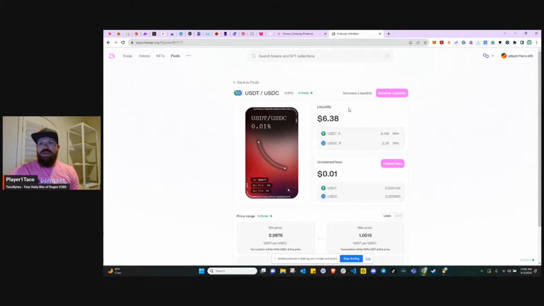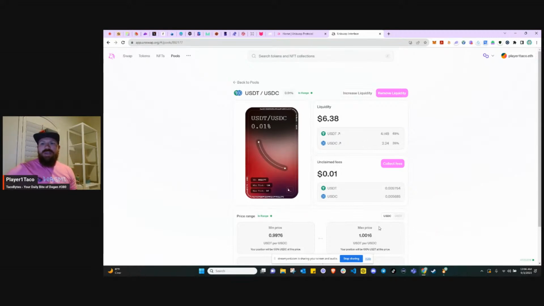So as you can see right now, originally we started with $6, $3 of USDT and $3 of USDC. Now we're currently at $6.38. Why? Well, because every time we've been claiming our USDT and USDC, we've been compounding it back into our pool. Now, what that does is give us a larger position within that pool.